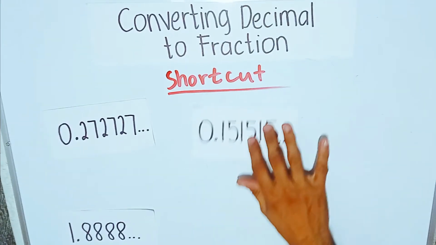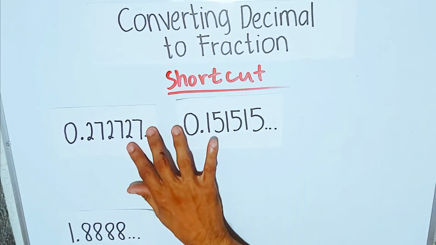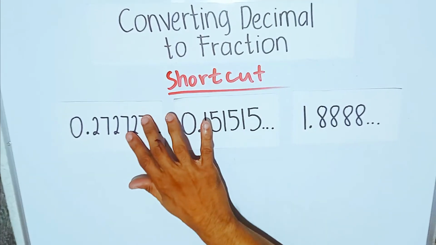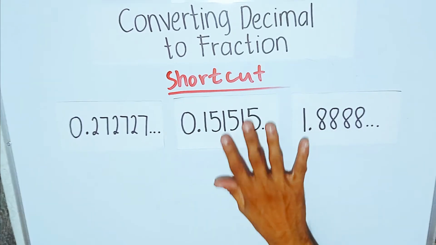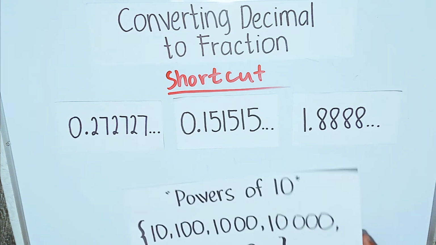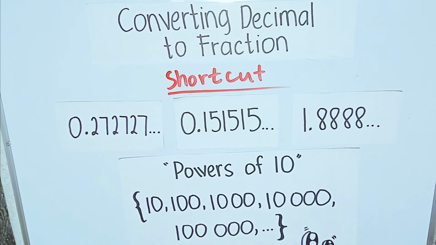Unahin natin tong 0.2727 at eto. At then, magdadagdag tayo mamaya ng isa. So, tandaan nyo, shortcut lang po ito. Pero, ang gagamitin nyo, it will be the process. Then, kuhinin natin tong powers of 10 na to. So, ang gagamitin natin na powers of 10 will be minus 1 lang tayo.